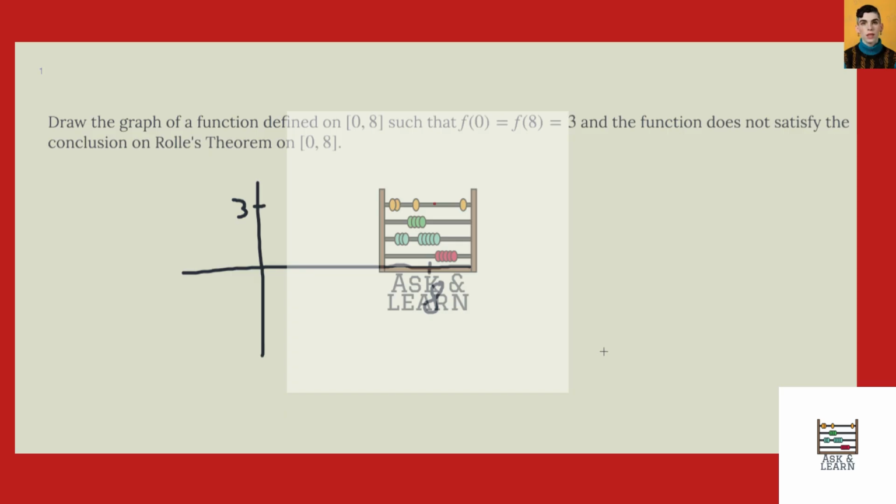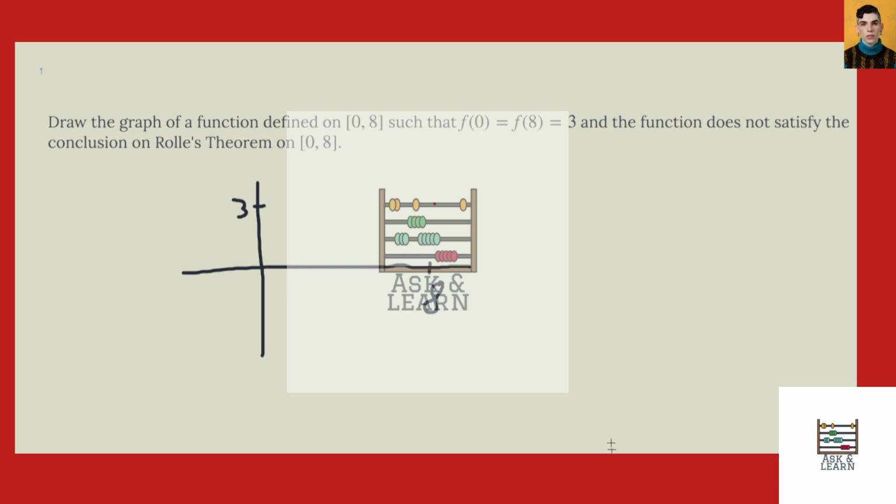Okay, the question's asking us to draw the graph of a function defined on [0, 8] such that f(0) is equal to f(8) is equal to 3, and the function does not satisfy the conclusion of Rolle's theorem on the closed interval from 0 to 8. So here they're asking us to draw a function that does not satisfy the conclusion of Rolle's theorem.